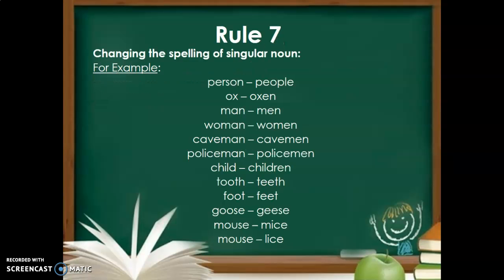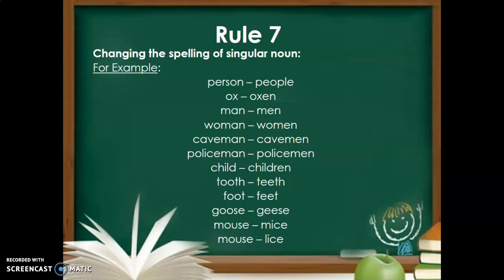Let's have a look at rule number 7. Changing the spelling of singular nouns. For example, person, ox, man, woman, caveman, policeman, child, tooth, foot, goose, moose, or mouse in this case, and mouse.